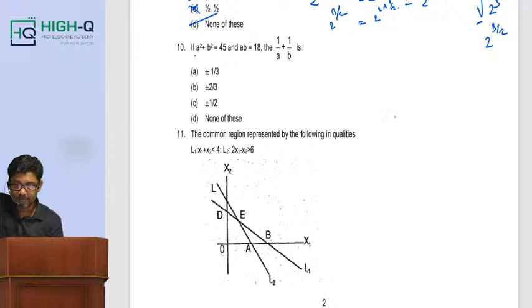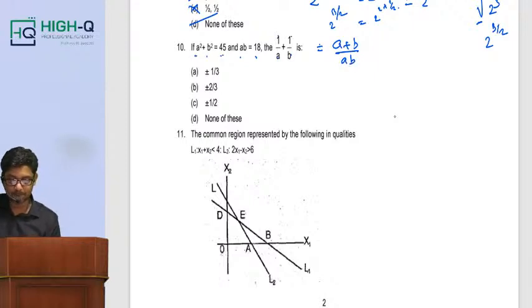Next, a square plus b square equal to 45, then ab equal to 18. We need to find out what is 1 by a plus 1 by b. Very simple question, my dear. They ask you to find out 1 by a plus 1 by b. Okay, let me check. What is 1 by a plus 1 by b? Which is nothing but a plus b by ab. Out of this, I know what is ab, but I don't know what is a plus b.